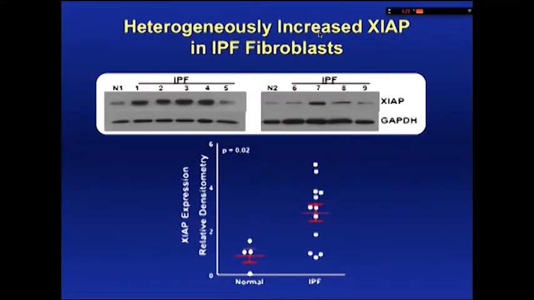So to look at the protein level, we cultured normal and IPF lung fibroblasts, and this is representative data of the distribution of XIAP. On each of these plots, there's one normal lung fibroblast and several IPF lung fibroblasts, and they've all been normalized here by densitometry, and we see that most of the IPF fibroblasts, but not all, have significantly increased expression of XIAP at the protein level.